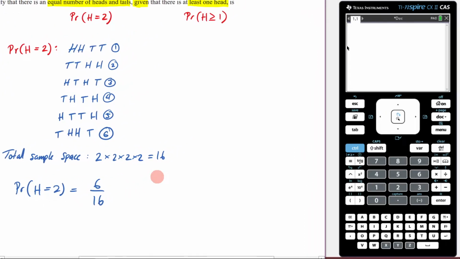Then we have to figure out the probability of getting at least 1 head. The probability of getting at least 1 head. So we come over here. What's the probability of getting this? Now, do you see how I said that this is the probability of getting at least 1 head?